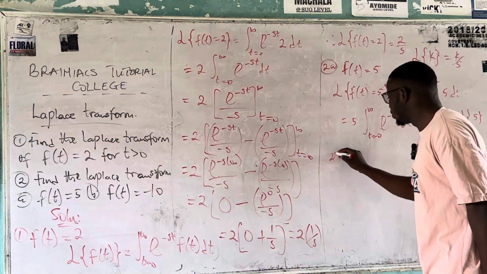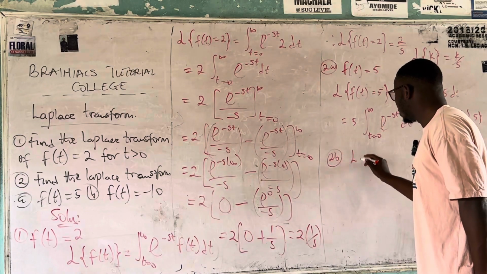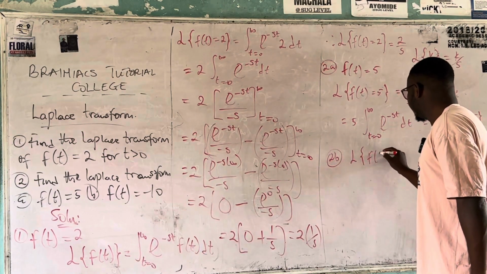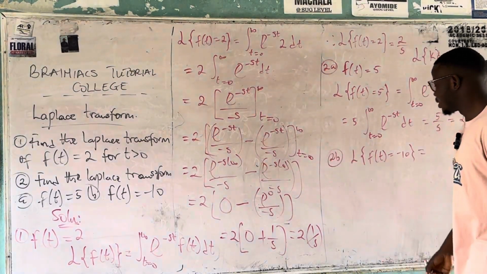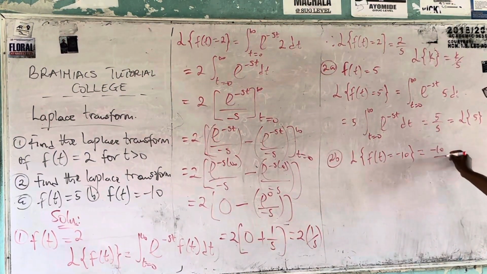And as for question 2b, the Laplace transform of f of t equals minus 10. By the time you follow example 1, the final answer will be minus 10 over s.